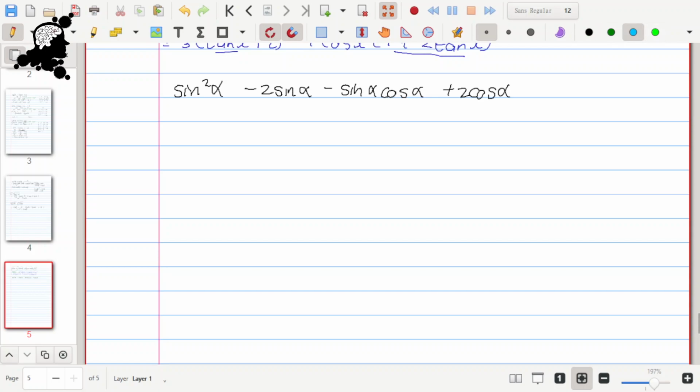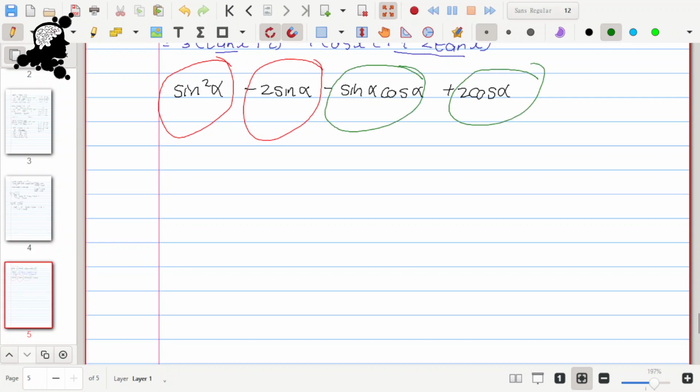So what I'm going to do once again is choose a proper color. Let's use red. I am going to group sine squared alpha and minus 2 sine alpha. Then I'm going to group minus sine alpha cos alpha and 2 cos alpha. So these are already next to each other, but let me just rewrite this. I'm going to put brackets around them because I want to isolate them. So this is 2 sine of alpha.